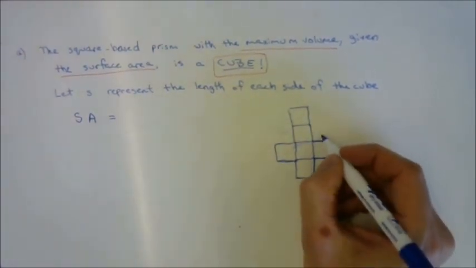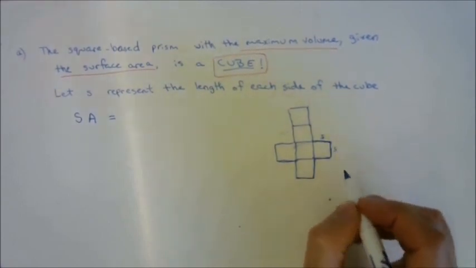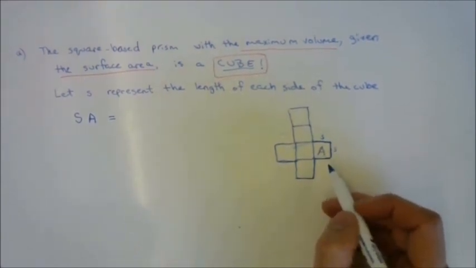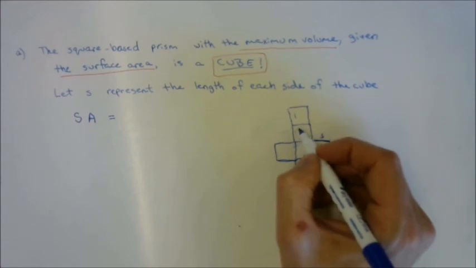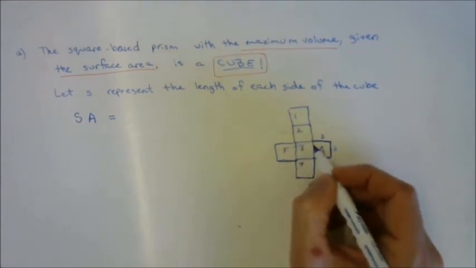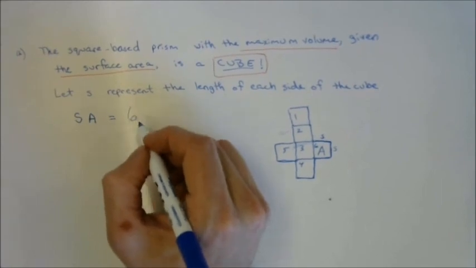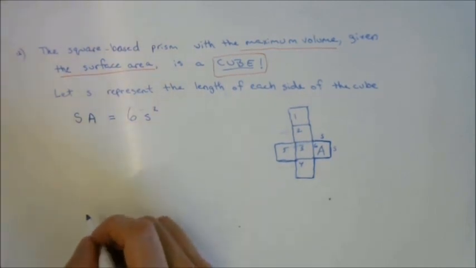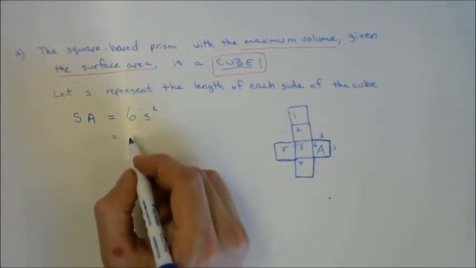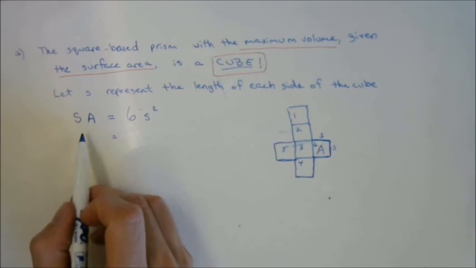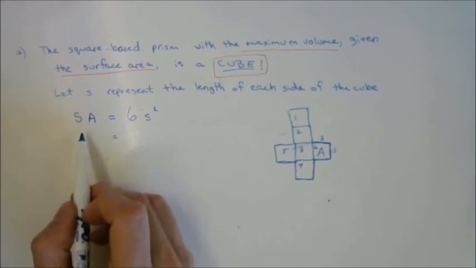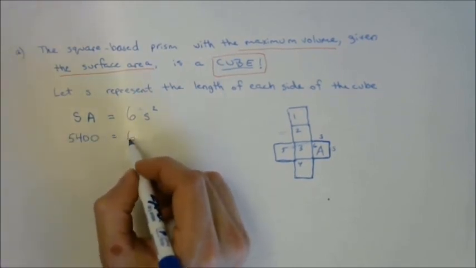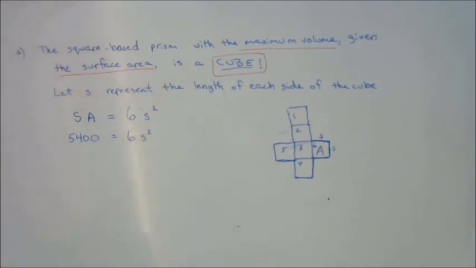Okay, and we know that this side is S, this side is S. So all we want to do is get the area of one face and multiply it by 1, 2, 3, 4, 5, 6 faces. So we've got 6 times S squared. We know what the surface area is in this situation. What surface area are we allowed to use? 5,400. So 5,400 equals 6 times S squared.